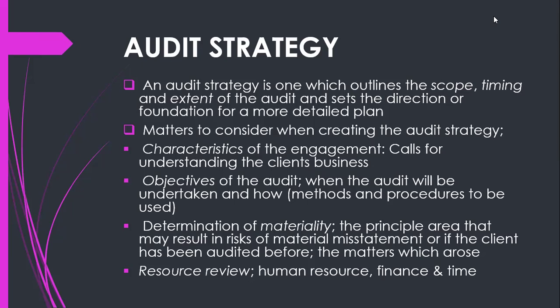So it calls for the principal areas that may result in risks of material misstatement. Before the client is audited, we just brainstorm and we just try to understand, saying, okay, what areas of the business can lead into material misstatements. Then we also need to carry out the resource review. Do we have the human resource? Do we have the finance? As well as do we have the time for us to undertake this particular audit?